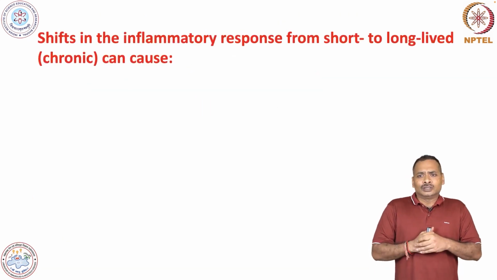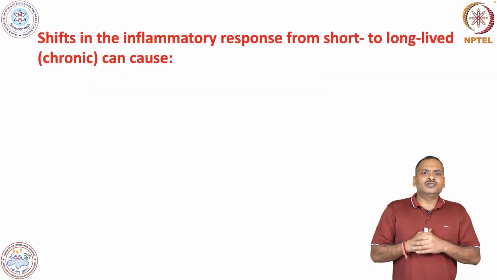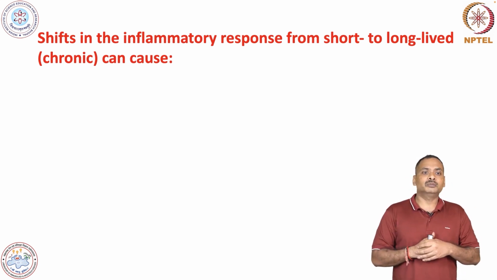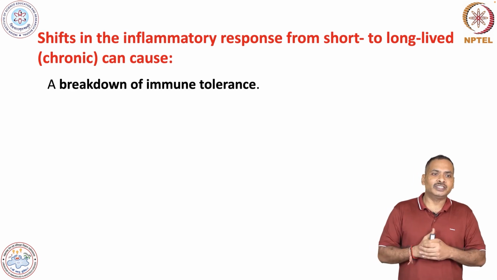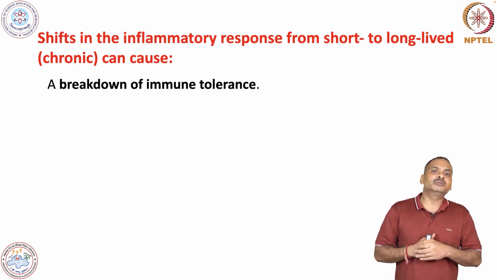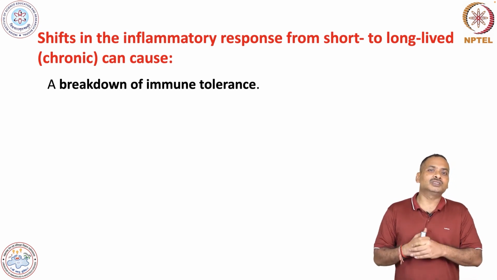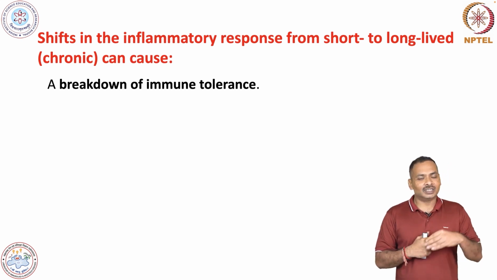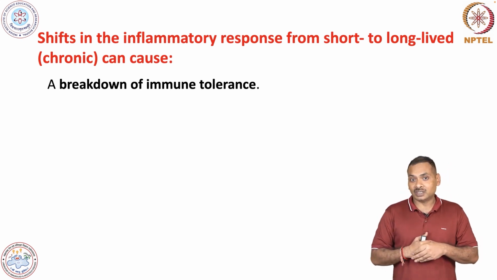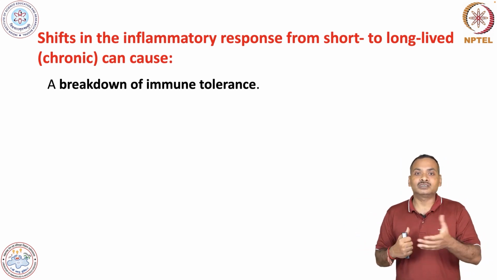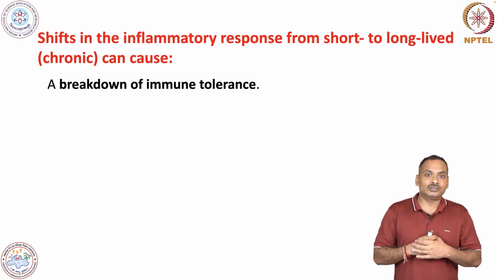So this shift in the inflammatory response from short-lived to long-lived or chronic inflammation can cause a variety of things. I am giving you some bullet points. This will give a breakdown of immune tolerance. Immune tolerance is very important. An immune response is not always good. Immune tolerance is also needed. For example, the food which you are eating, ideally your immune system does not react. But if this persistent inflammation is there, that may cause the breakdown of tolerance.